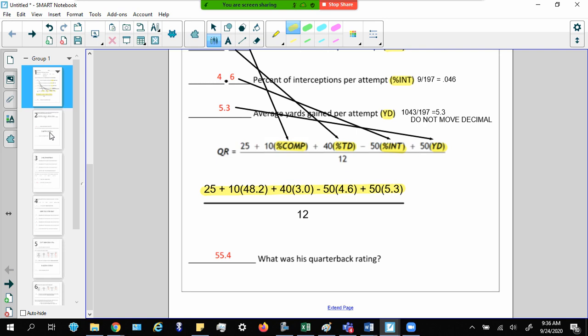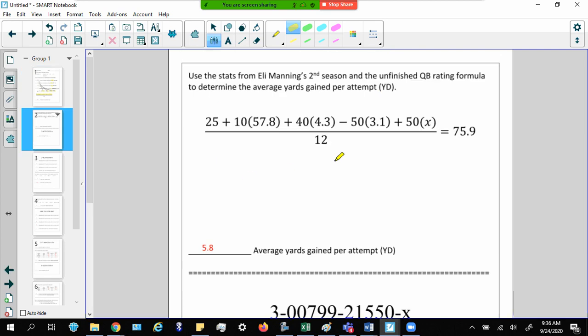Next question. What we have here is the quarterback ranking, and we're just going to be working backwards. When we work it backwards, we're solving for x, so using algebra.